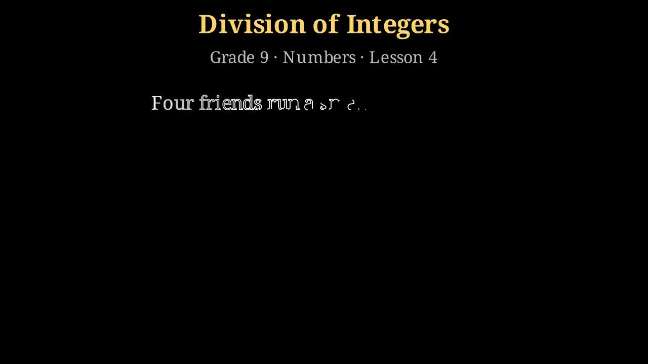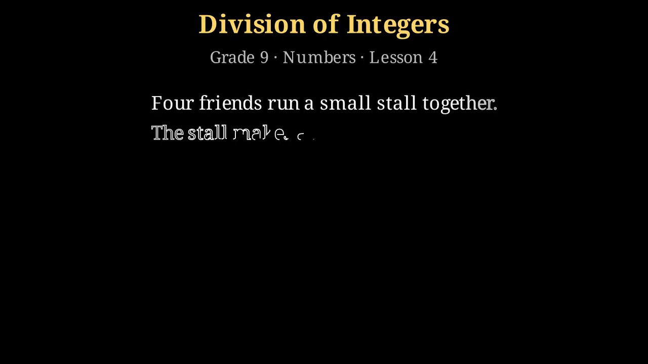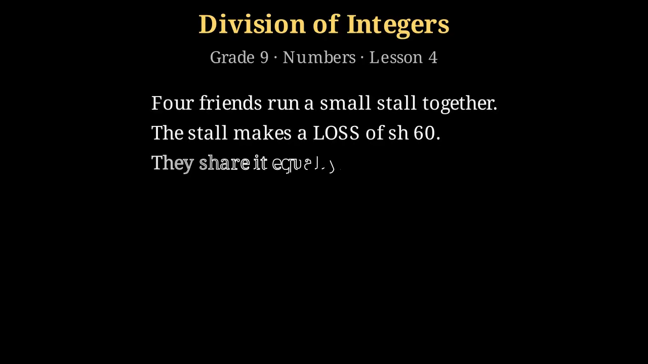Today's question. 4 friends run a small stall together. This week the stall makes a loss of 60 shillings and they agree to share it equally. How much does each friend carry? A loss of 60 shared among 4. Negative 60 divided by 4. By the end of this lesson, you'll answer instantly, sign and all.